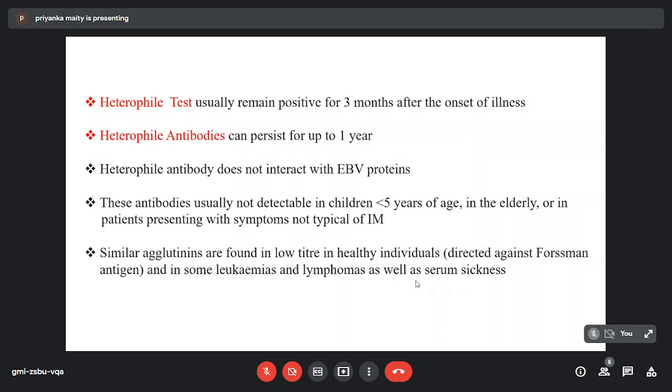Heterophile antibody does not interact with EBV proteins. These antibodies are usually not detectable in children less than 5 years of age, in the elderly, or in patients presenting with symptoms not typical of IM. Similar agglutinins are found in low titer in healthy individuals directed against Forssman antigen, and in some leukemias and lymphomas, as well as serum sickness.